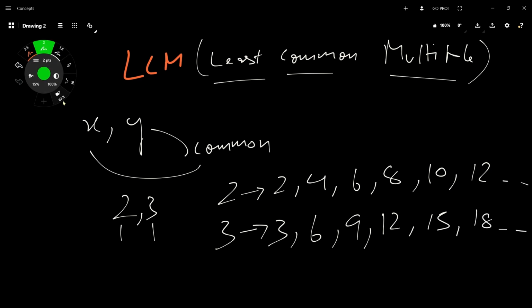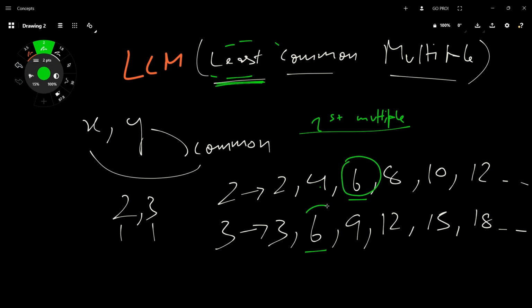So what we have to find out is the least, the first multiple of 2 and 3 which is common. We see that 2 and 3 are not common, 4 is not in the multiples of 3, and we see 6, and we see 6 here also. So 6 is a common multiple, and it is the first multiple which is common in both 2 and 3. So 6 will be the LCM, that is least common multiple, of 2 and 3.